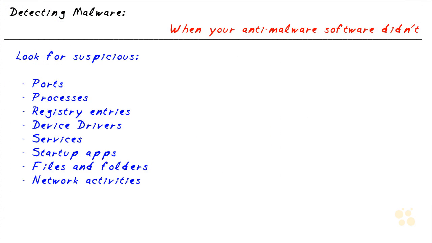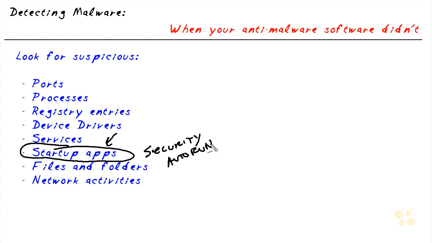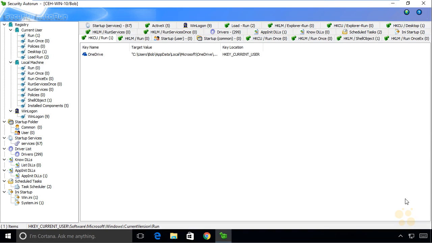Now, because there are several different locations and ways that applications can be started up on a Windows computer, it's handy to have an app to kind of give us a bird's eye view of that. And one of those tools is called Security Auto Run. What Security Auto Run does is display all of the applications that are loaded automatically when Windows starts up. So here is Security Auto Run.